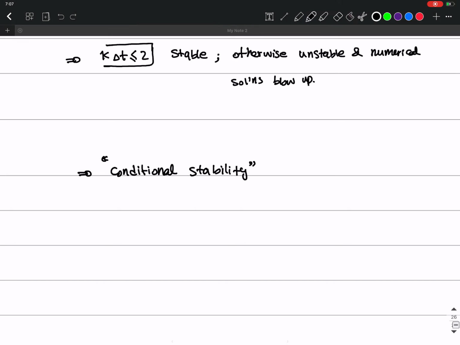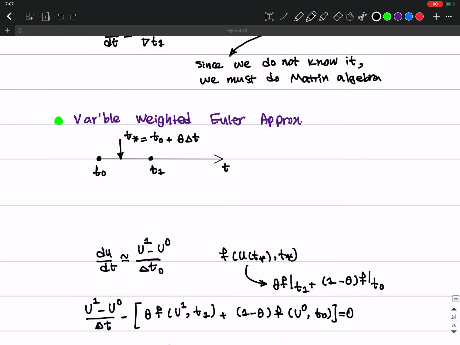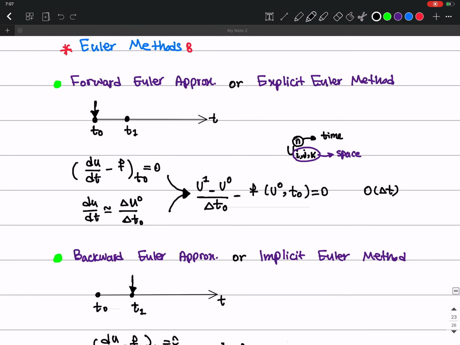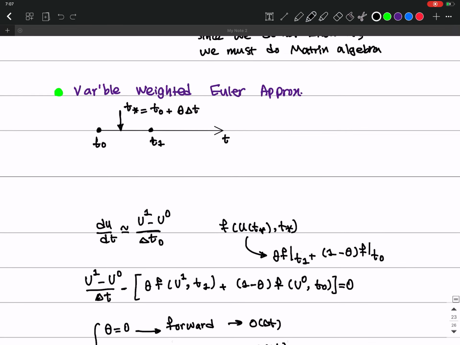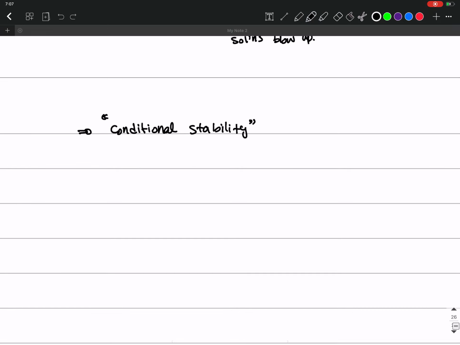So now let me investigate this method for the other two approximations that we learned. The first one is going to be backward Euler, and the last one will be the variable weighted Euler approximation, okay? So let's start with backward Euler.